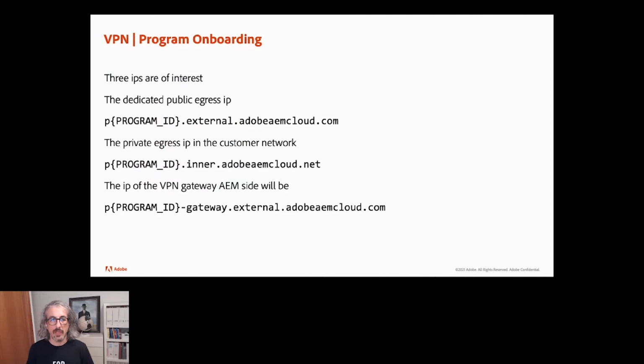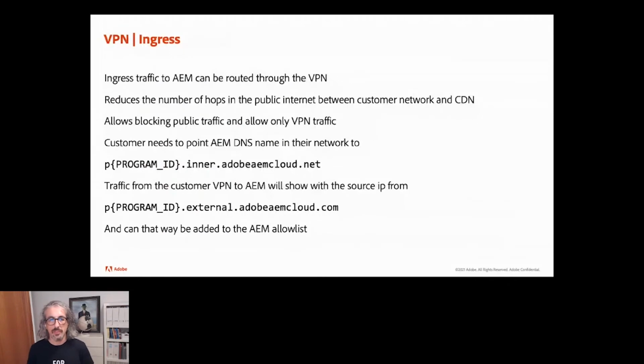And you can also configure ingress traffic coming from your VPN into AEM. This reduces the number of hops between your VPN and the CDN, and allows you to block public traffic. So you could have, say, intranet sites and things like this. You would have to configure the DNS on your site to point to this private IP. And on the CDN, the traffic would show up as coming from your dedicated IP. Then you could do allow lists, block lists, and things like that based on those IPs to allow traffic from the internet or not.